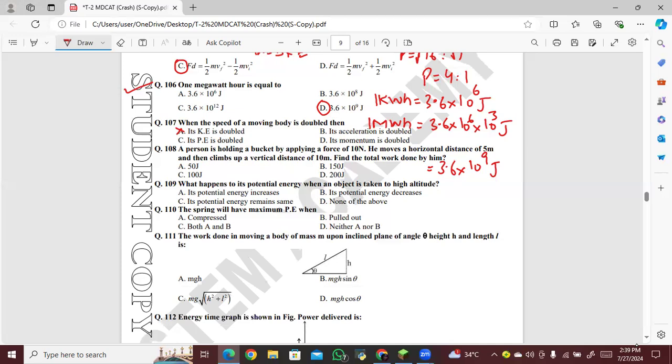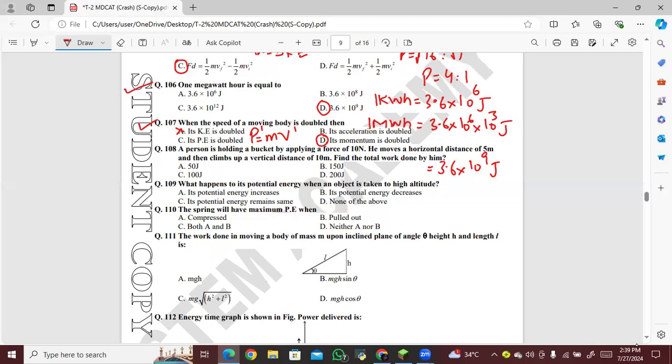Its acceleration is doubled. It depends how much force is applied on a body. Acceleration does not depend upon velocity. It depends upon the applied force. Momentum is doubled. I think this is the right option because the formula of momentum P equals mv. So there is a linear relation between momentum and velocity. So when velocity is doubled, momentum will also be doubled.